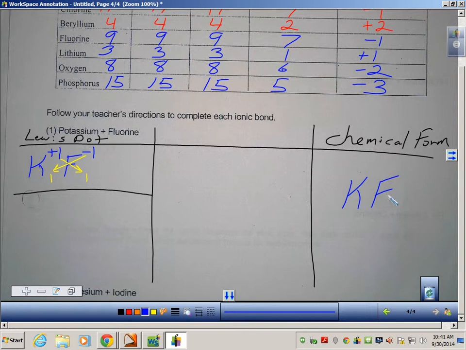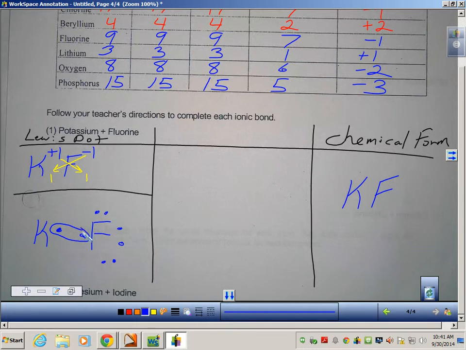And now I've got to show a Lewis dot. So I'm going to come back over here, and I'm going to be like, okay, potassium has how many valence electrons? 1. It's in the first family, right? Fluorine has how many valence electrons? I heard 7. I think I heard 7.